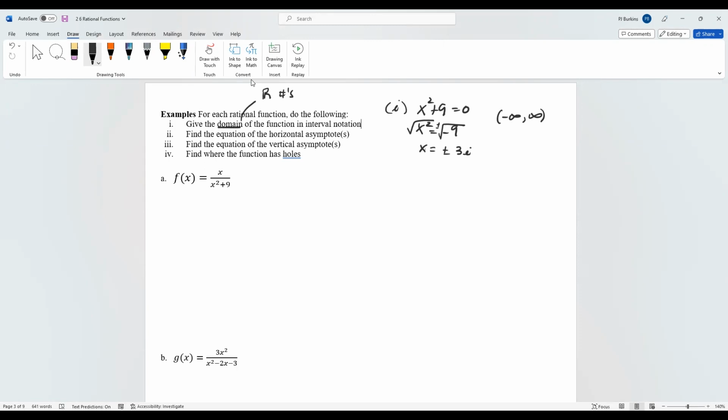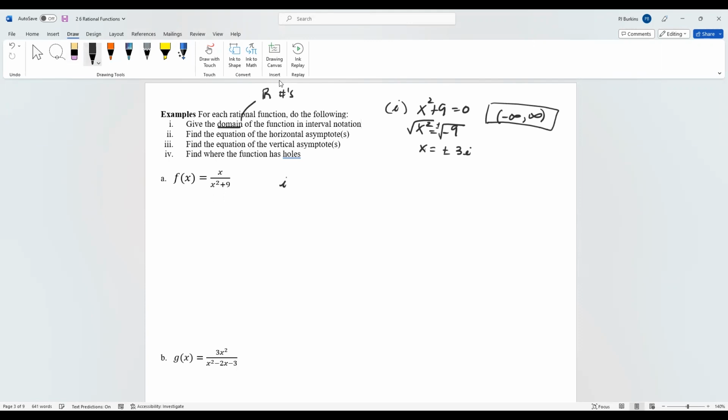And if we think about that for a second, right? If I plug any number in for x, positive or negative, and square it, it's going to be positive. Then I am adding another positive number to it. So my denominator is always going to be positive. So there's no way for it to become 0 without using a complex number. So the domain here is just -infinity to infinity.